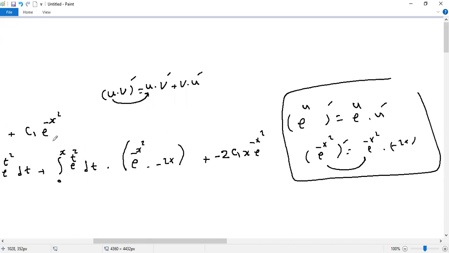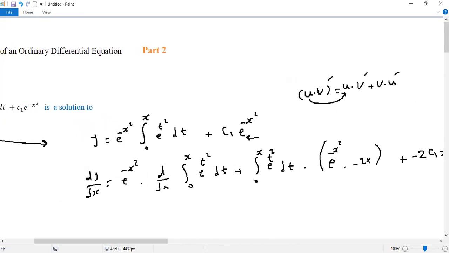So the derivative of e to the power minus x squared is e to the power minus x squared times the derivative of the power, negative 2x, and multiplied by C1. So we can write it as minus 2C1 x e to the minus x squared. Now, this is the derivative.